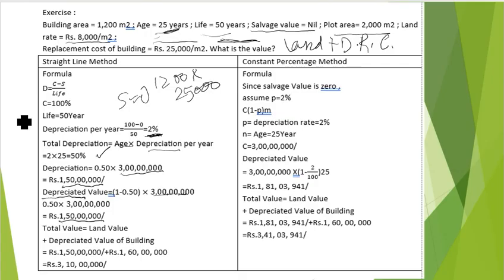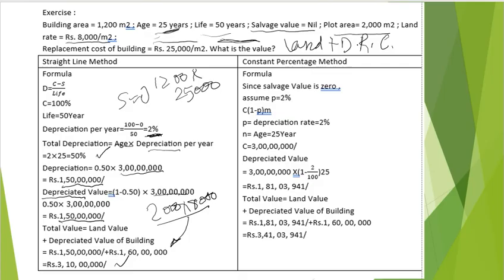So what is the land value? Land area is 2000 square meter and land rate is 8,000 per square meter. So it will be 1 crore 60 lakh. So 1 crore 50 lakh is the value of the building plus 1 crore 60 lakh is the value of the land. You add both of them, it will give you 3 crore 10 lakh.